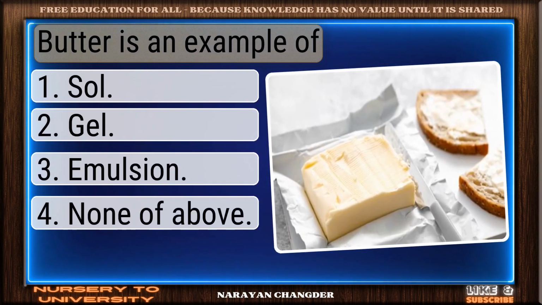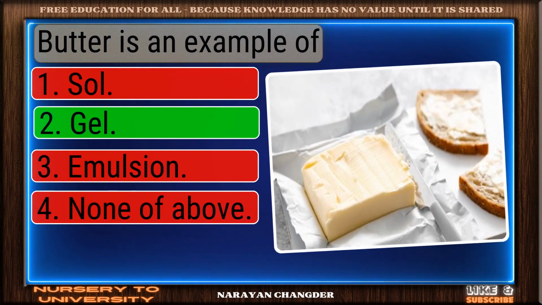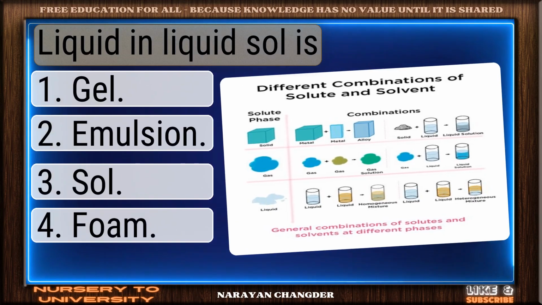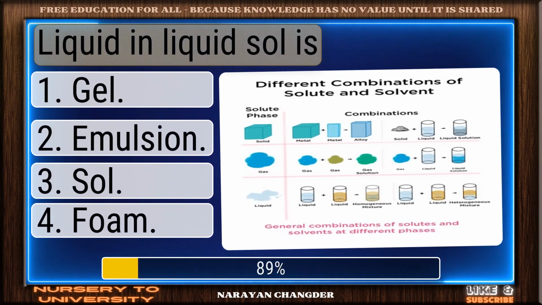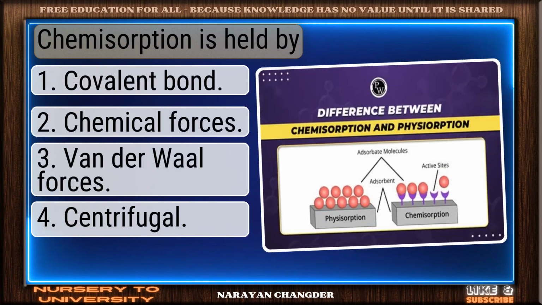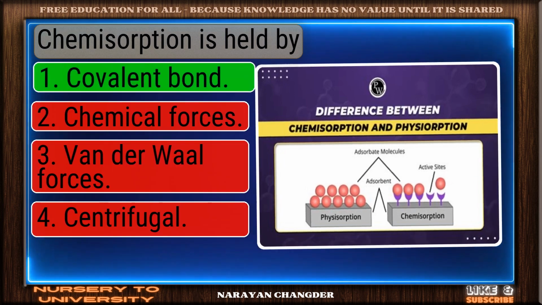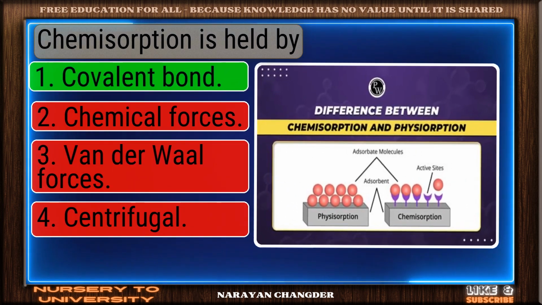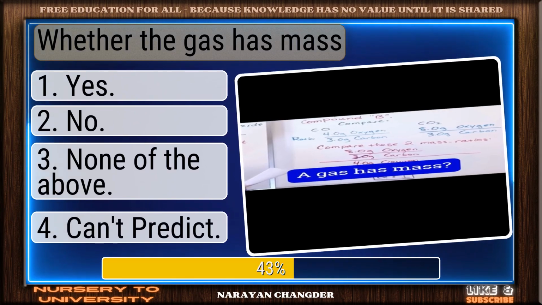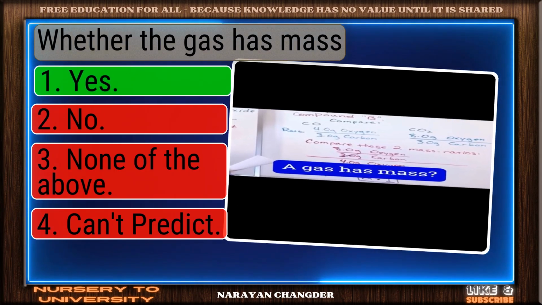Butter is an example of good job. Your answer gel works well here. Liquid in liquid sol is you got it. Your choice emulsion is right. Chemisorption is held by well done. Covalent bond is the right choice. Whether the gas has mass. Exactly. Yes makes sense and it is right choice.